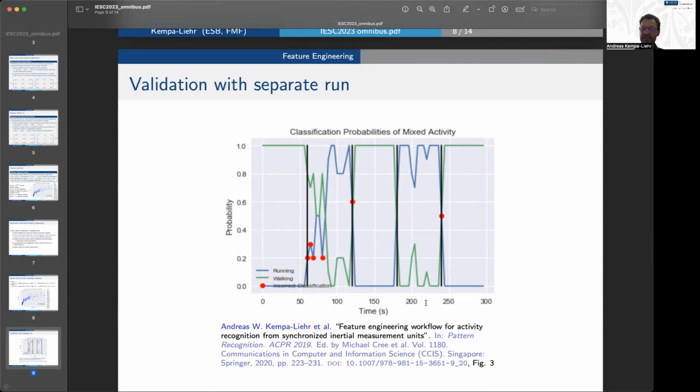And what we're seeing here is there was a short exercise of 30 seconds. And on the left-hand side, we're seeing the probability the algorithm has assigned to a specific window that it's either running or walking. Green refers to walking, blue refers to running. And we see the student starts with walking, and the algorithm correctly has assigned the probability of 1 because it was a walking activity. Then the student started running after 1 minute approximately.